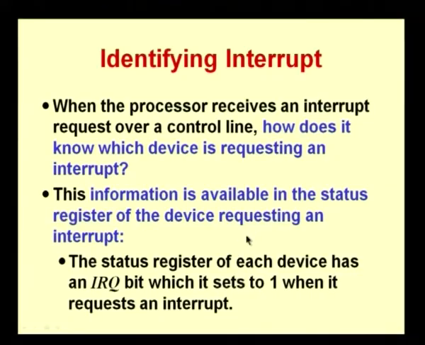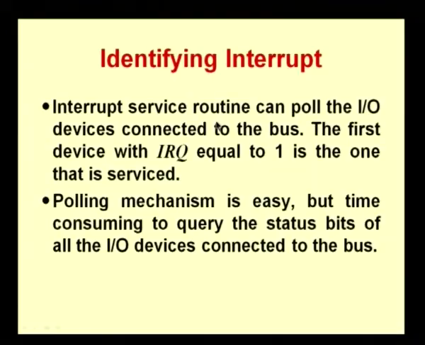Now, we talked about every device will normally have a status register and a command register. In the status register, one of the bits will be what is called a request bit, or the IRQ bit, or the interrupt request bit. Normally, this is set to 1 when that particular device is requesting an interrupt. So, all we need to do is the interrupt service routine can poll the IO devices which are connected to the bus, and the first device which has the IRQ bit set equal to 1 is the one that needs to be serviced. You can identify that as the device that needs to be serviced.